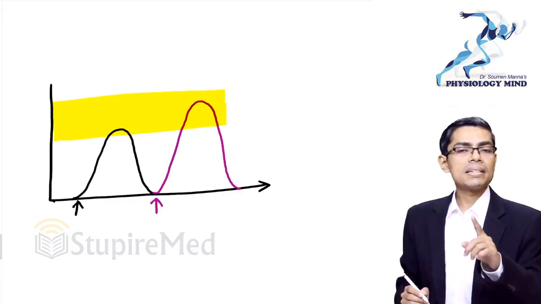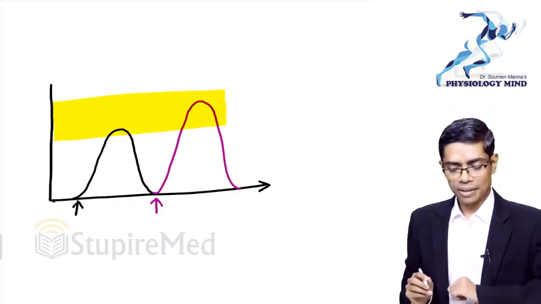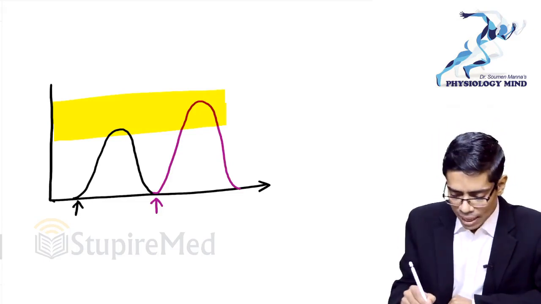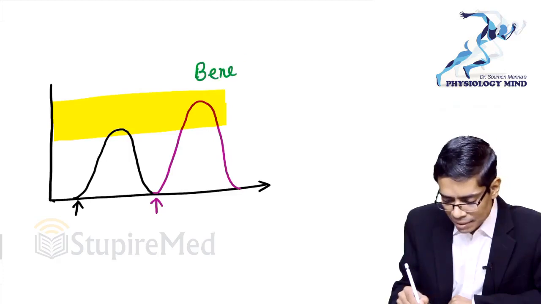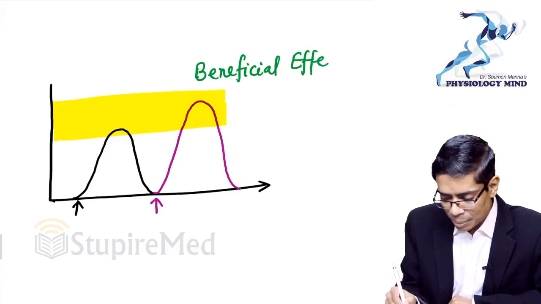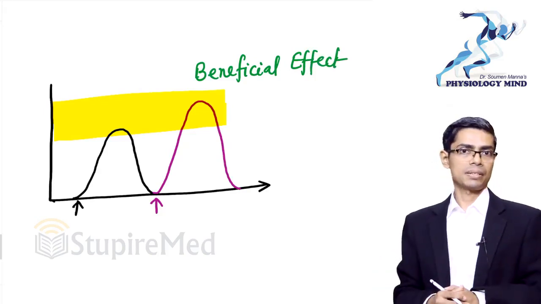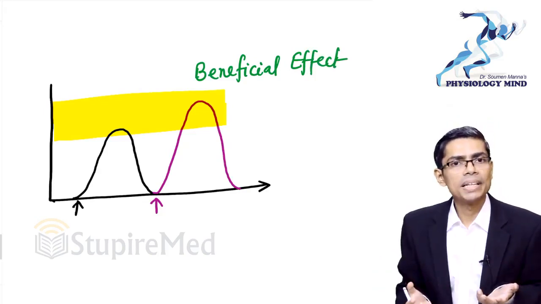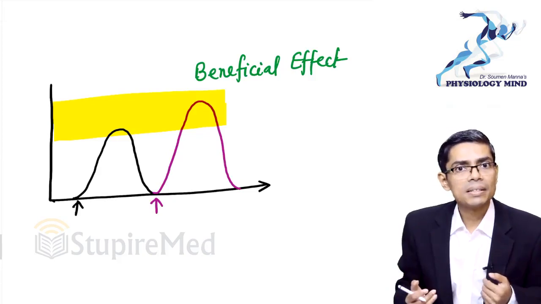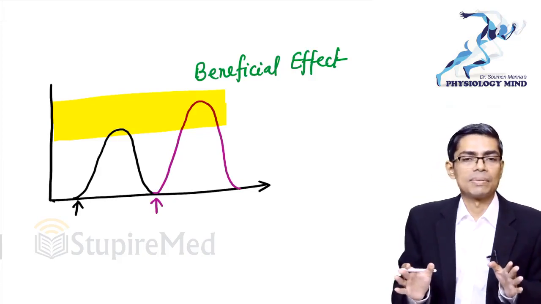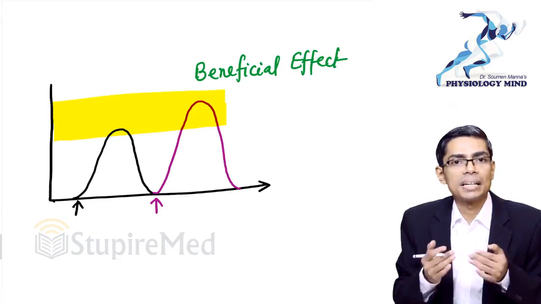This increase in height of the second contraction is known as the beneficial effect. The question is, what do you mean by that? Why is the height increased? I know that this is the beneficial effect, but tell me what is happening and why the height is increased.